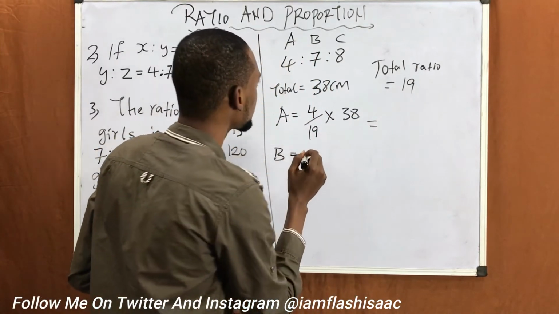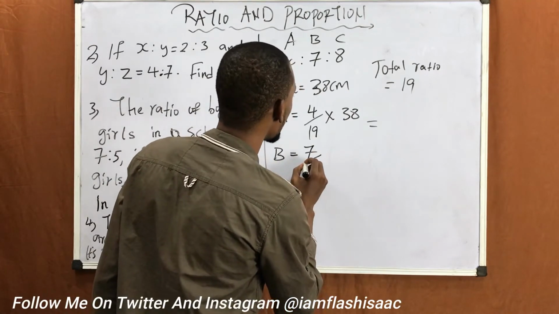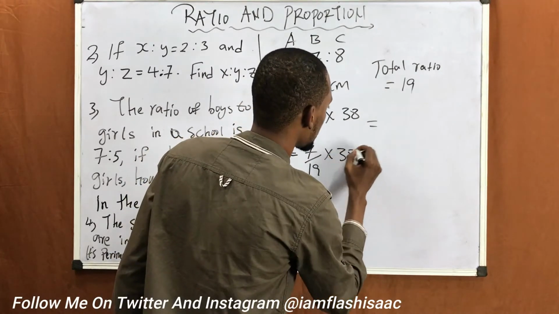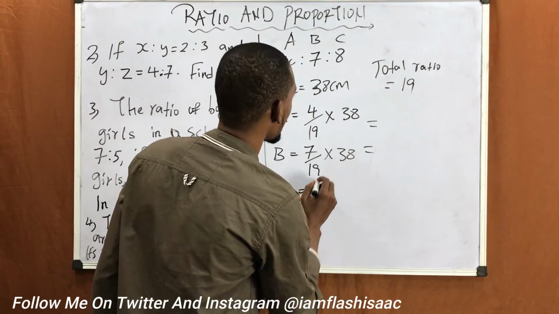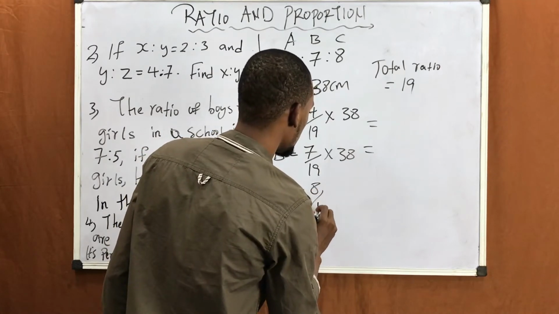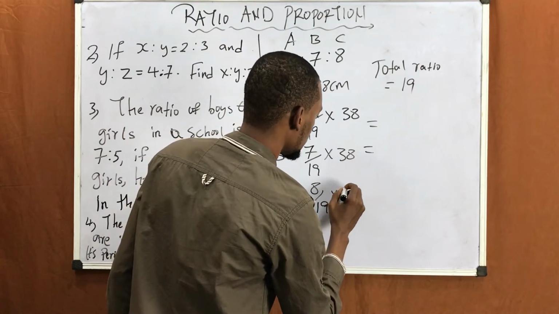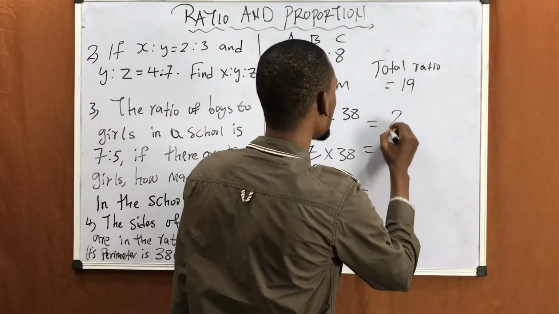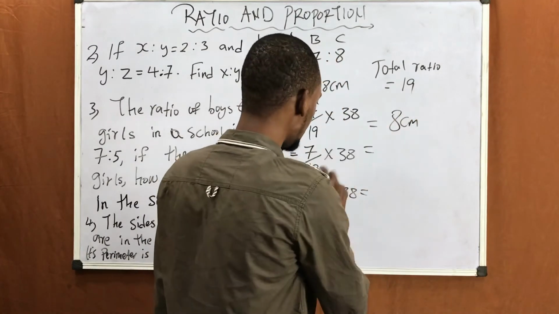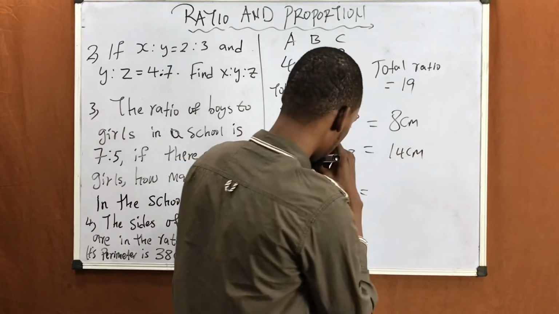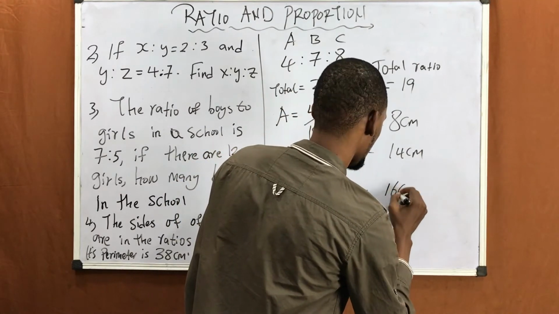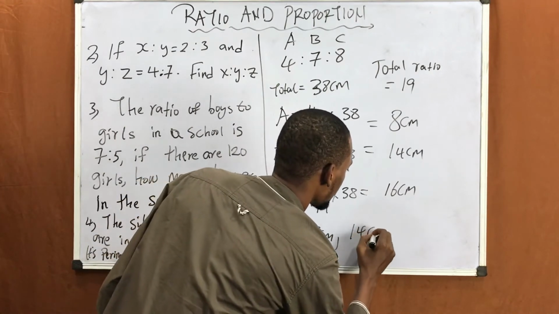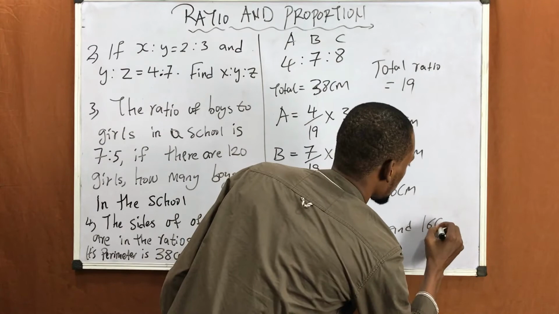Side B is 7 over 19 times the perimeter 38. Side C is 8 over 19 times 38. So side A will be 8 cm, side B will be 14 cm, and side C will be 16 cm. So the sides are 8 cm, 14 cm, and 16 cm.